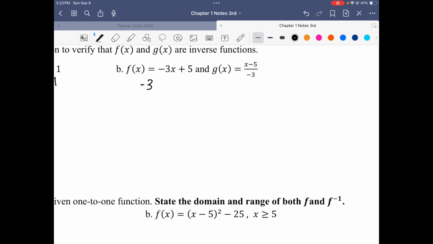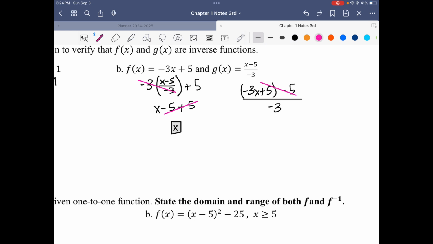Let's do another. F of g of x would place this x minus 5 over -3 into the x spot here, and we would have 5. Of course, both multiplying and dividing by -3 make 1. Then we are left with x minus 5 plus 5, which leaves us with just x. Going the other direction, we would have -3x plus 5 minus 5 divided by a -3. Those make 0. Those make 1. And we are left simply with x. So in this case, f and g are also inverse.